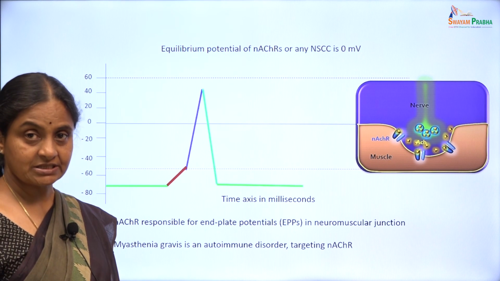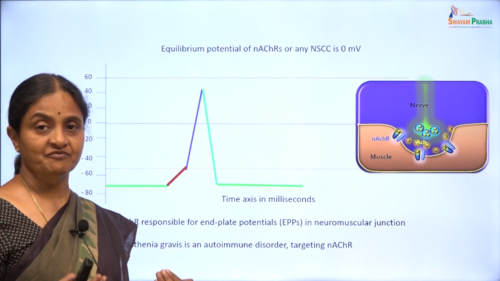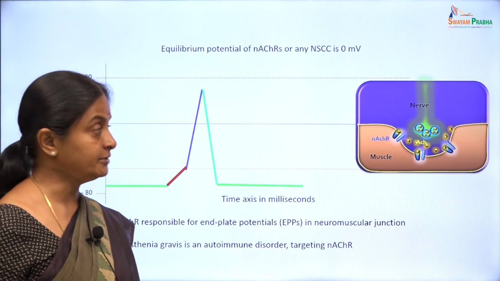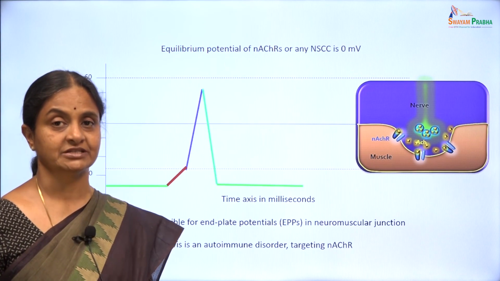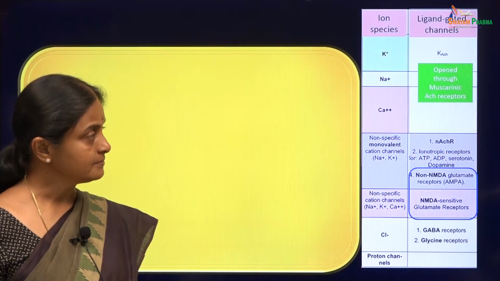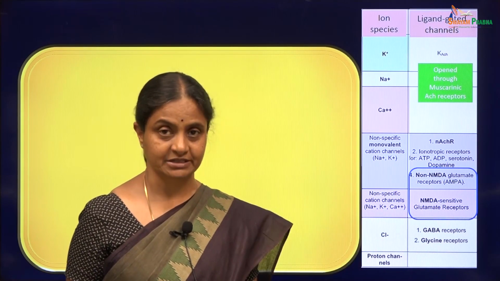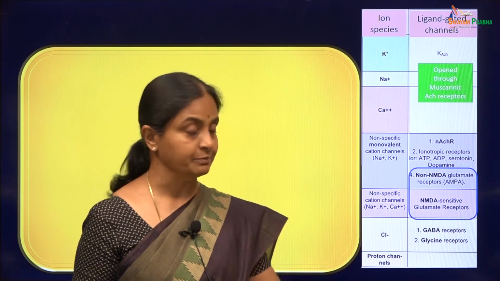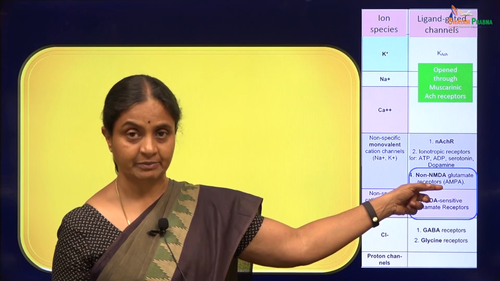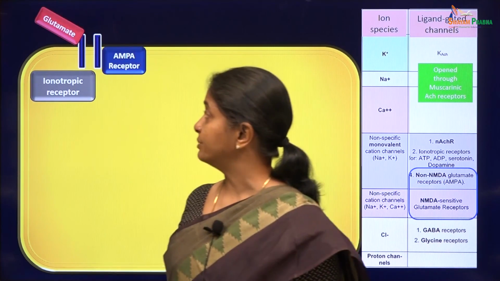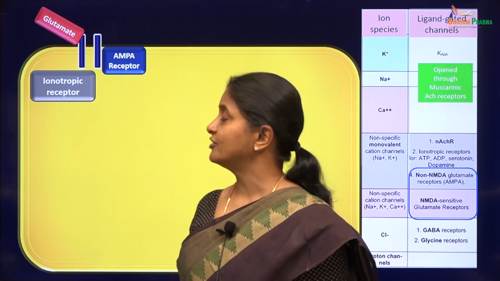Myasthenia gravis, which is a disorder causing weakness of muscles, is an autoimmune disorder specifically targeting the nicotinic acetylcholine receptors. Now let us move on to the glutamate receptors, NMDA and non-NMDA glutamate receptors. We are going to look at only one non-NMDA glutamate receptor, the AMPA receptor. AMPA is a blocker for that receptor.